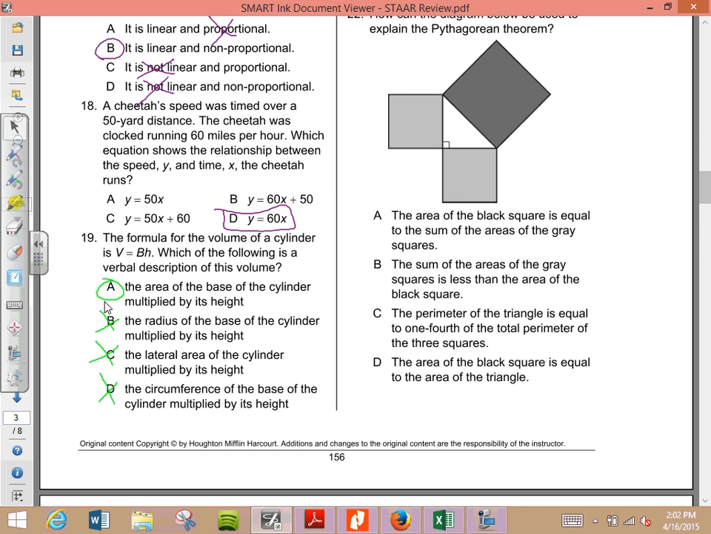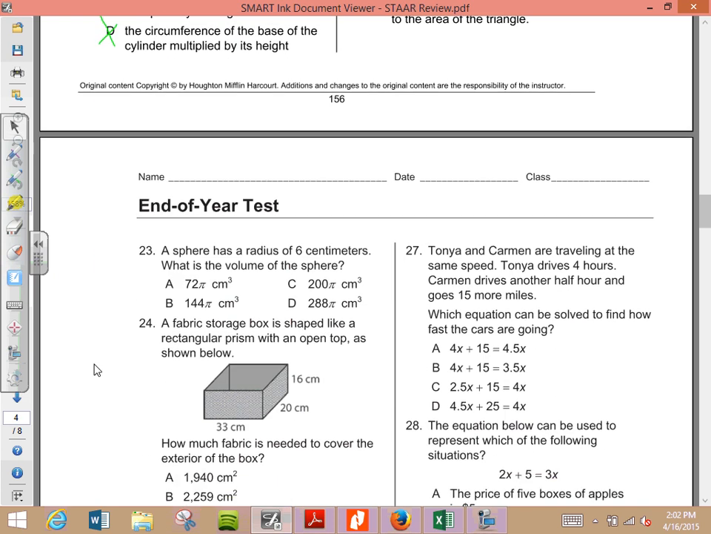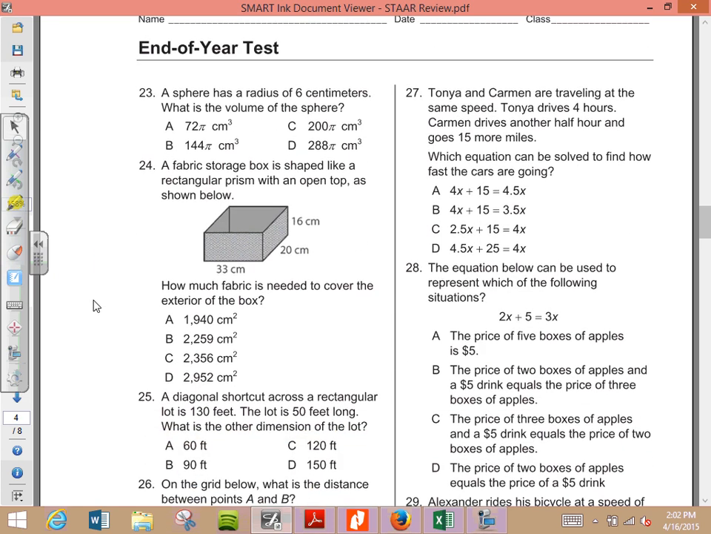Yes. All right. So the answer on this one is A, right? Next one. A sphere has a radius of 6 centimeters. What is the volume of the sphere? D. Good. If you notice, they did not use the pi.